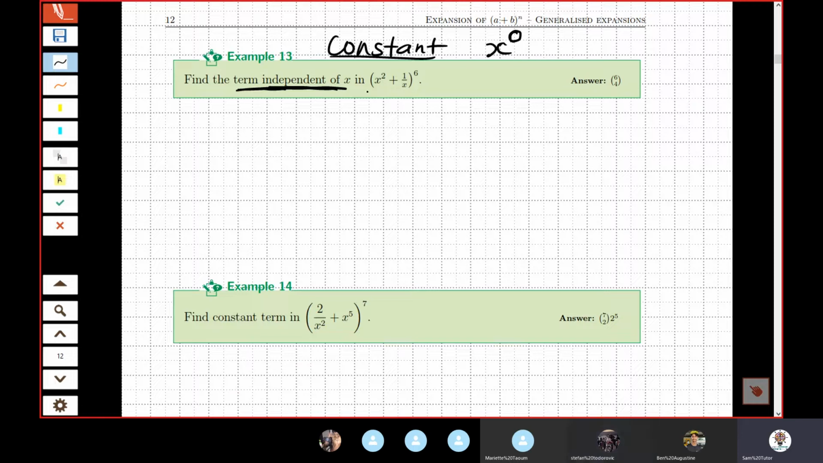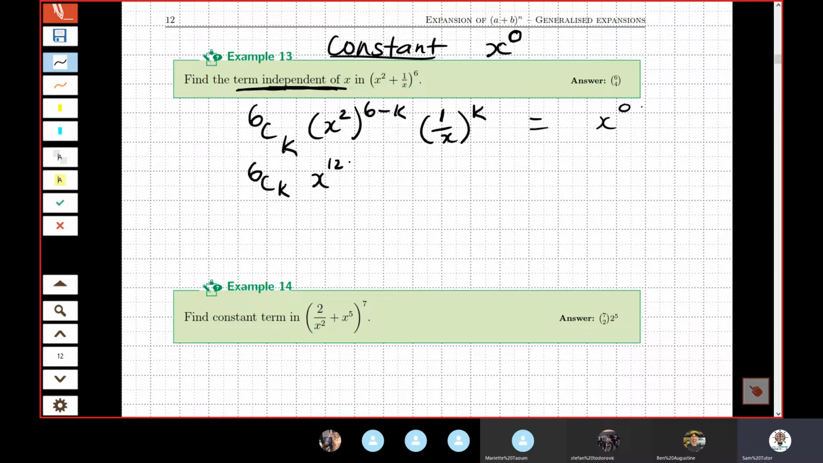All right, let's see. N choose K. Do I need to keep writing the formula, or do we know the formula by now? Don't write it? Okay. 6 choose K, x squared to the 6 minus K, 1 on x to the K. All right, and we want it to be x to the 0. That's nothing. We've got to fix this side up. 6 choose K, x to the 12 minus 2K.